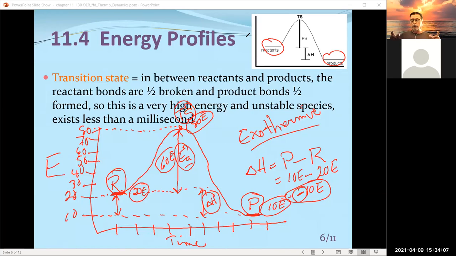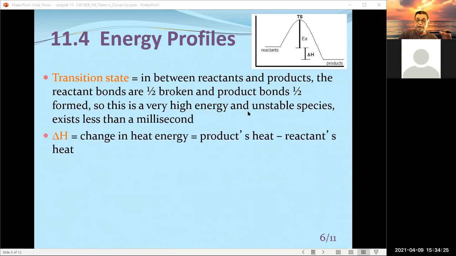If you go to the pharmacy and you buy a hot pack and you break it, you get a reaction that occurs, it gets warm. It's exothermic. This would be the energy profile of that type of reaction. Okay. Let me clear up my mess. Got a little messy there.